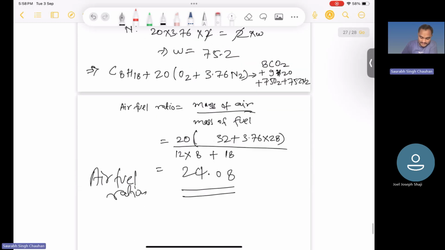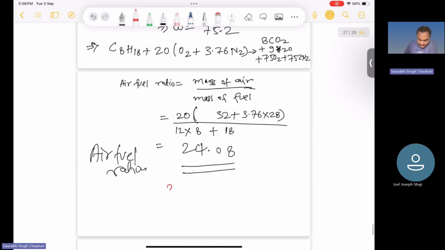Okay, let us try. Let us say we have 20 and 80, and let us say it is by mass. So 20 mass of oxygen and 80 mass of nitrogen.